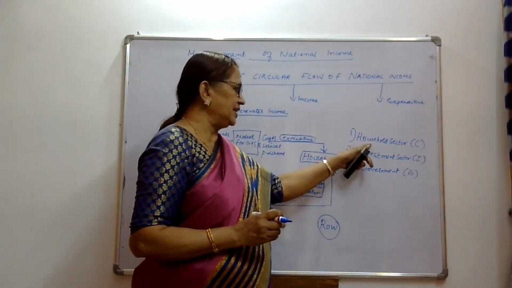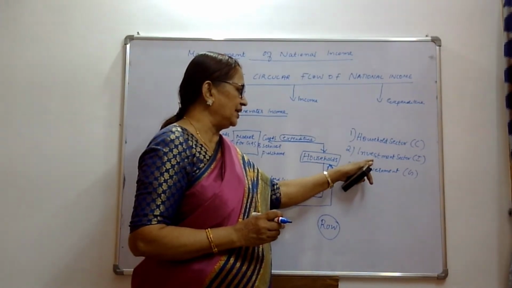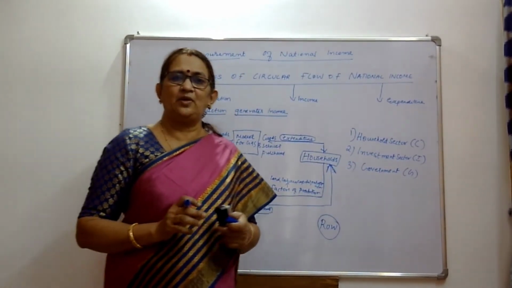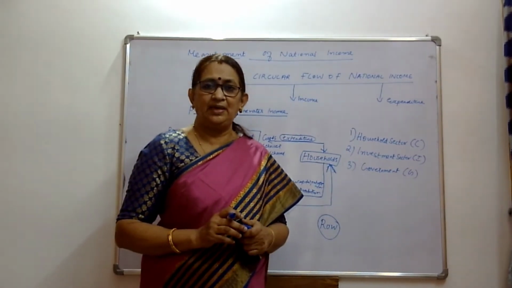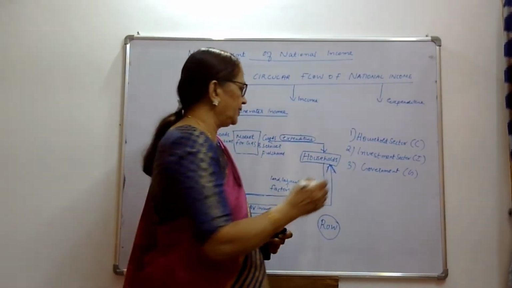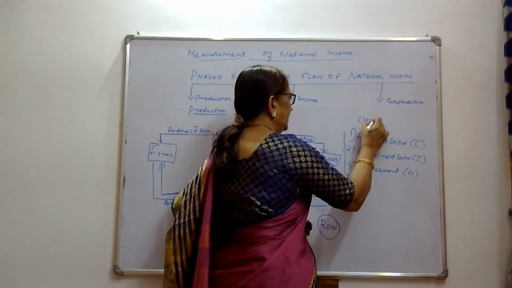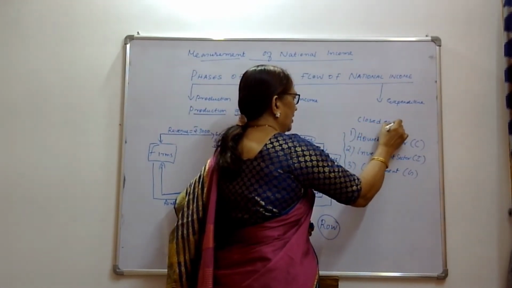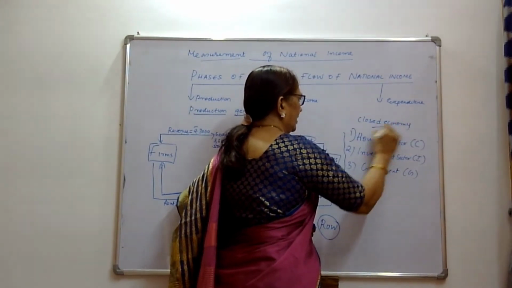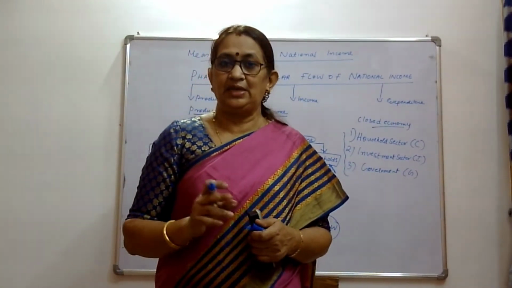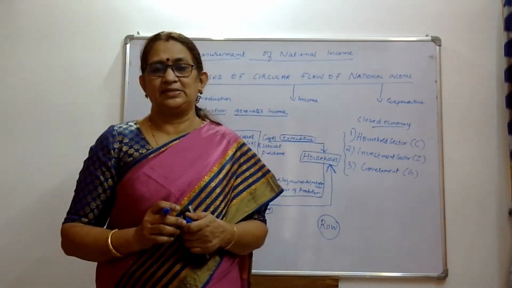So, household sector C, investment sector I, government sector G. If a country has only these 3 sectors, we call it a closed economy. This is a closed economy. What is a closed economy? The economy which has no connection with the other economies, with the economies of the other countries.